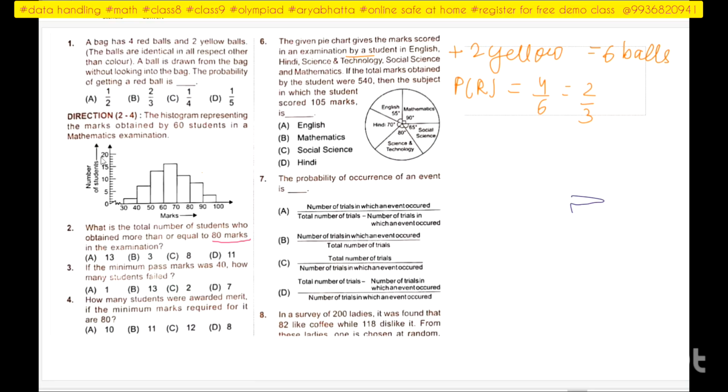So the x-axis is for marks and the y-axis is for number of students. Tell me which bars we have to include. So in question number 2, I have to include 80 to 90 plus 90 to 100, right? Now tell me, 80 to 90, how many students? 8 students. And in 90 to 100, I have 5 students, right?